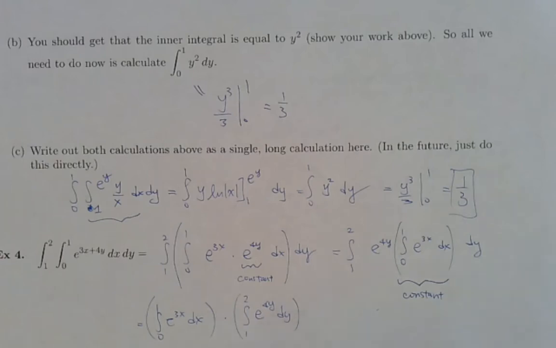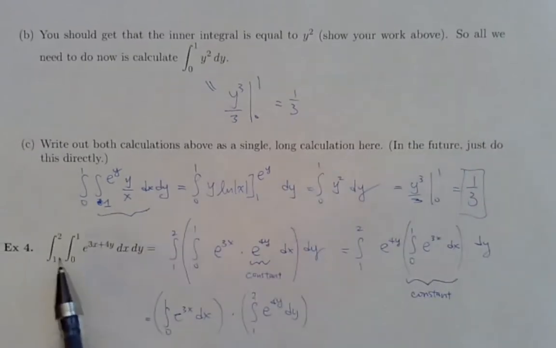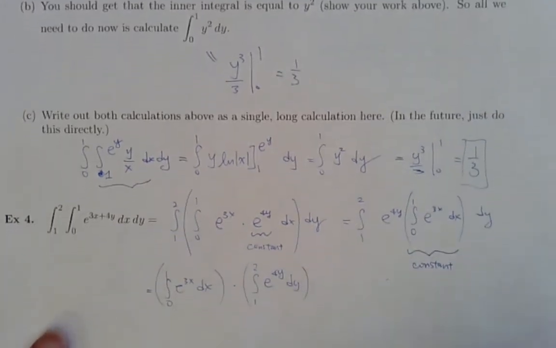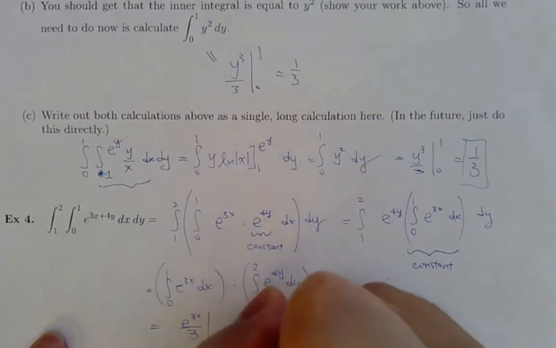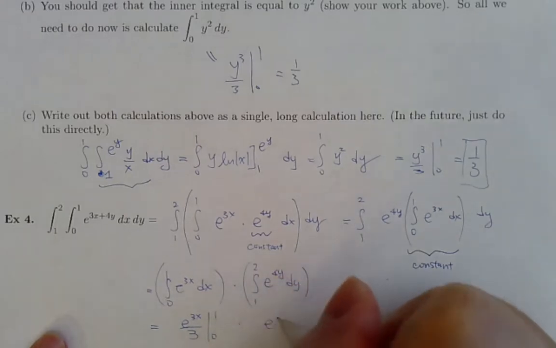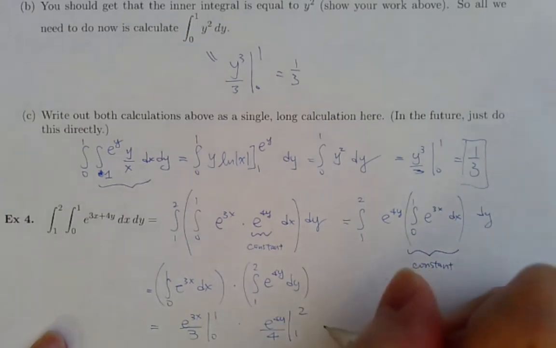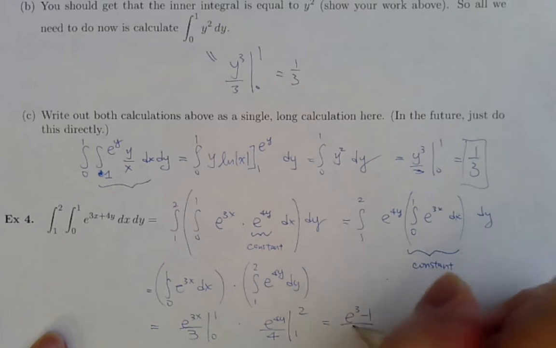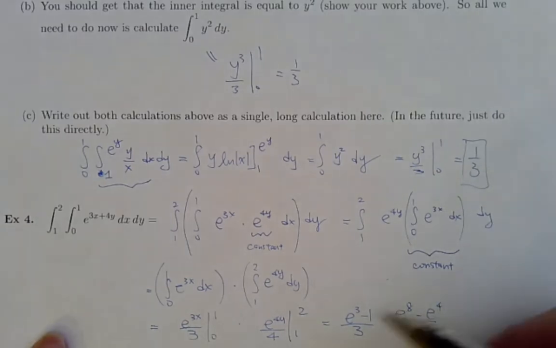Once we pull that out, we can integrate them separately. So this is just a trick I wanted to show you based on what you already know. So we didn't have to do these things in the iterated sense. We can pull them out. So then this is equal to e to the 3x over 3, evaluated from 0 to 1, times e to the 4y over 4, evaluated from 1 to 2. So that's e cubed minus 1 over 3 times e to the 8 minus e to the 4 over 4. So that's my answer.